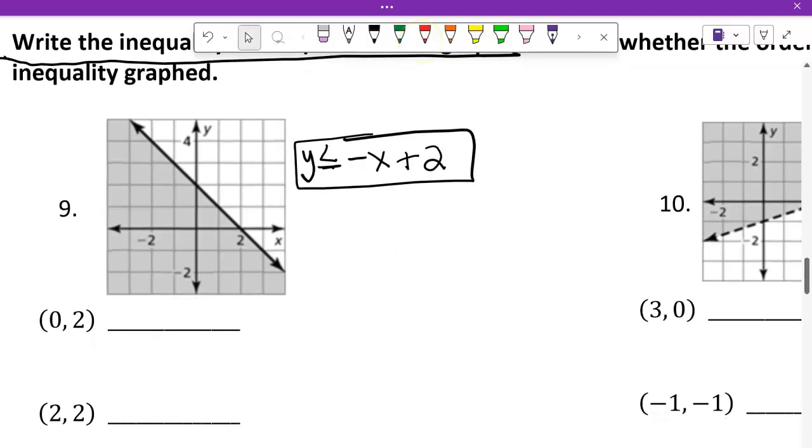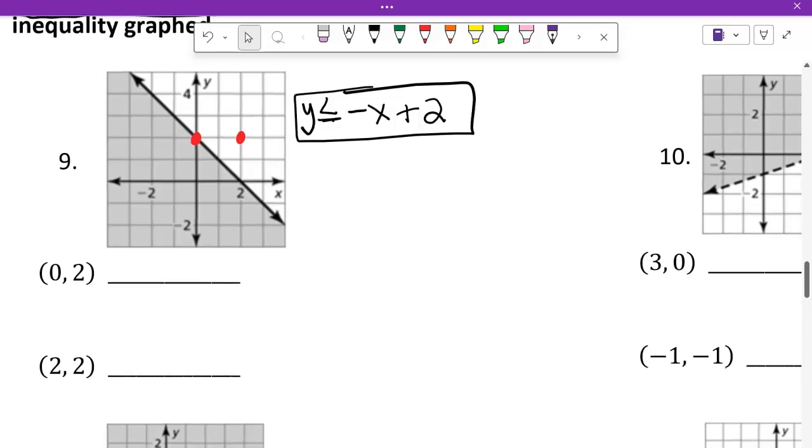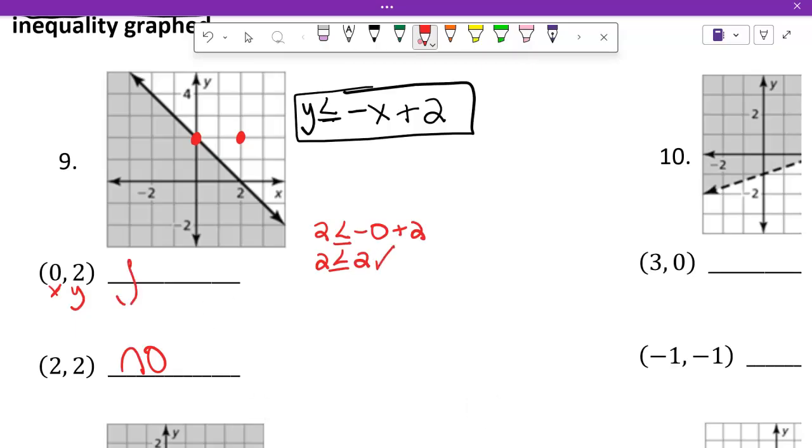For my point to be a solution, it should be in the shaded region. So here I have the point 0, 2, and I have the point 2, 2. 2, 2, I can totally tell is not in my shaded region. It is not a solution. But 0, 2, I'm going to check out, and I'm going to put in my x, y points just to show you. So I have 2 is less than or equal to negative 0 plus 2, which is just 2 is less than or equal to 2. Is this a true statement? Yes, because it's equal to it.